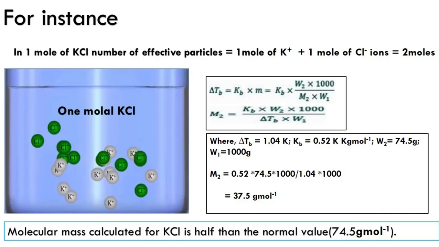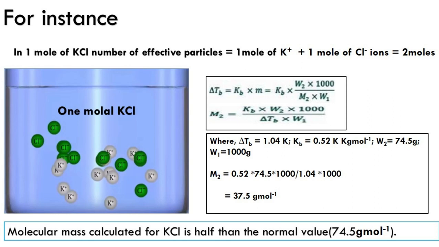For example, when 1 mole of KCl is dissolved in 1000 gram of water, the number of effective particles present will be equal to 2 moles. That is 1 mole of K+ ions and 1 mole of Cl- ions. The delta Tb for 1 mole of KCl will be equal to 0.52 Kelvin, and when it becomes 2 moles, the delta Tb value will also rise to 1.04 Kelvin.